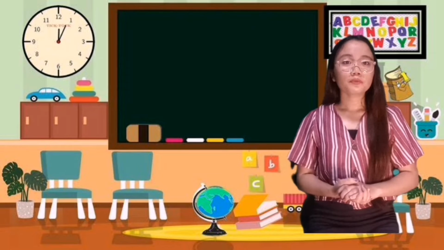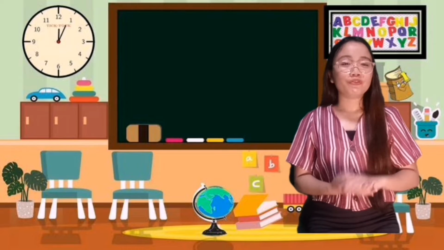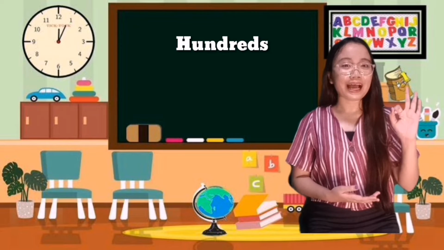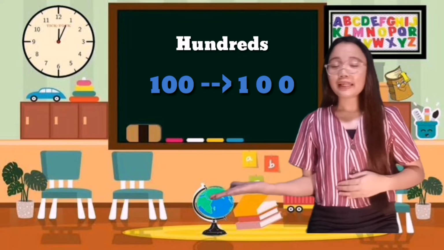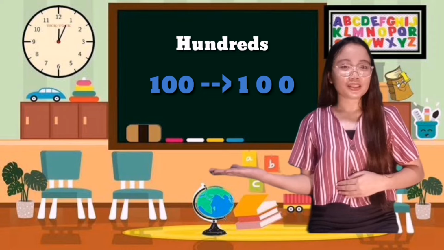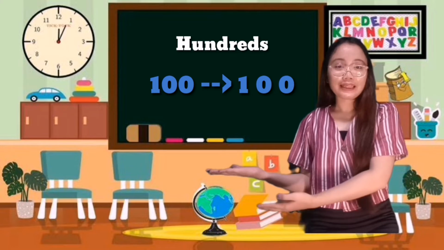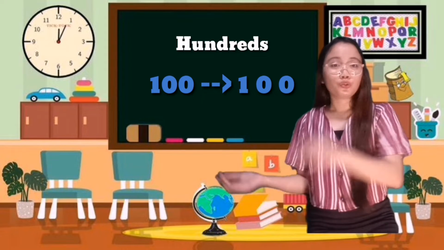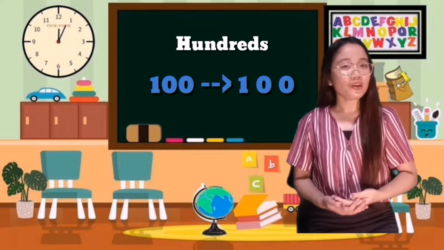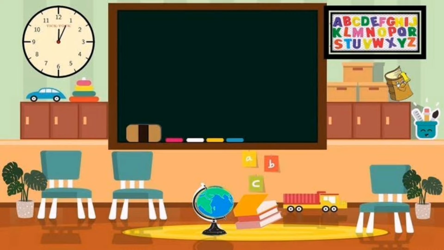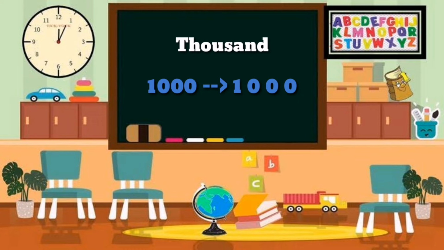Very good. Remember, when we have a 3-digit number, we call it hundreds. Here is the example. Let us count the digits. First digit, second digit, third digit. A 3-digit number, we call it hundreds. However, when we have a 4-digit number, we call it thousands. Let us count the digits. First digit, second digit, third digit, fourth digit. A 4-digit number, we call it thousands.